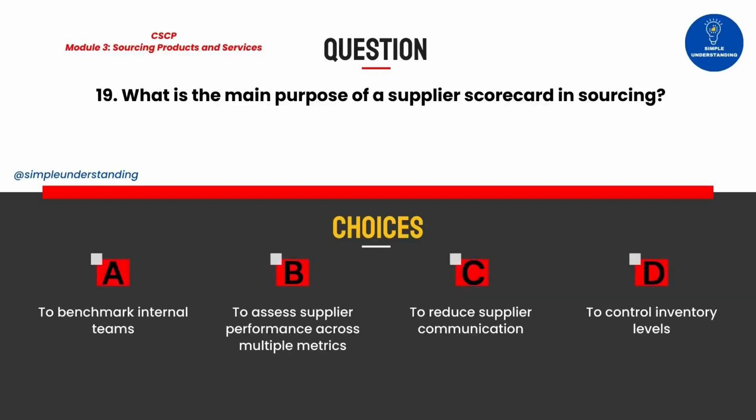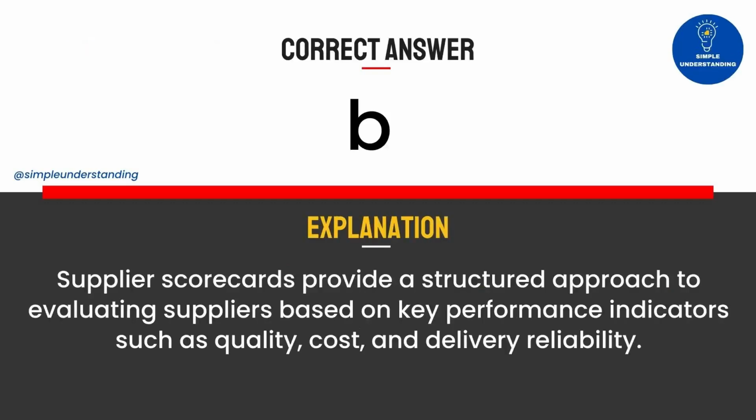19. What is the main purpose of a supplier scorecard in sourcing? A. To benchmark internal teams. B. To assess supplier performance across multiple metrics. C. To reduce supplier communication. D. To control inventory levels. Correct answer B. Explanation. Supplier scorecards provide a structured approach to evaluating suppliers based on key performance indicators such as quality, cost, and delivery reliability.